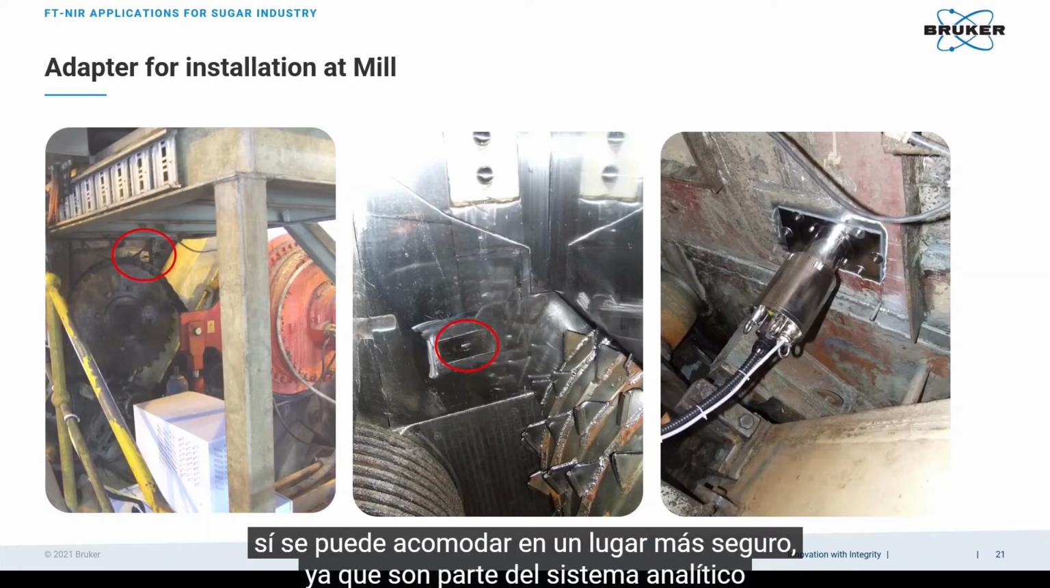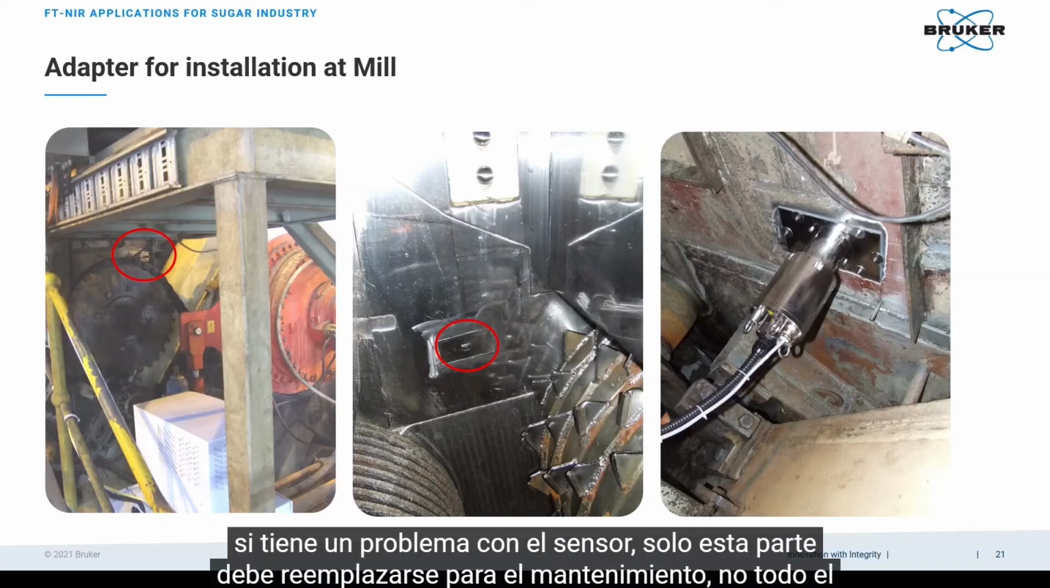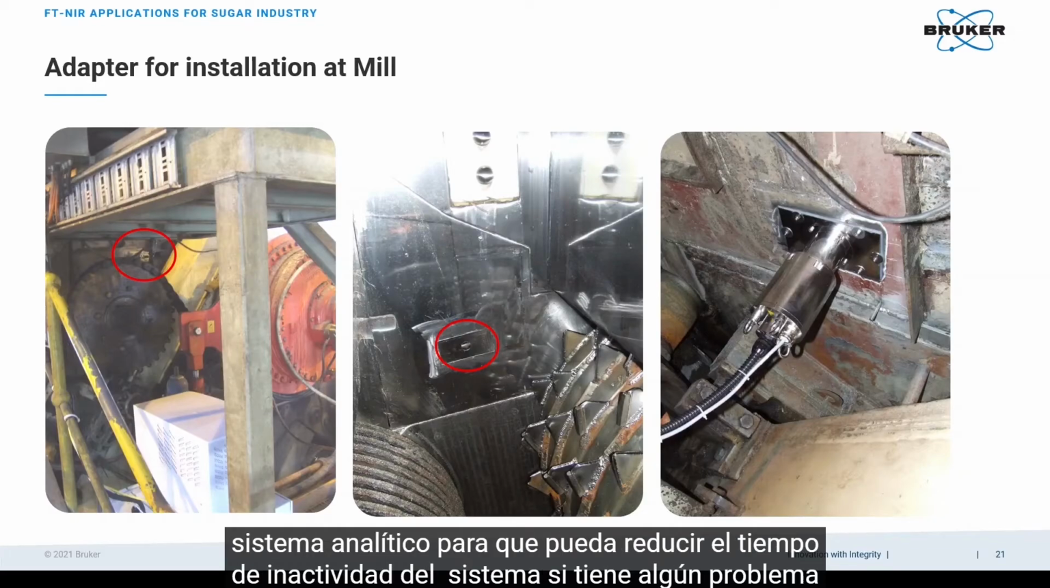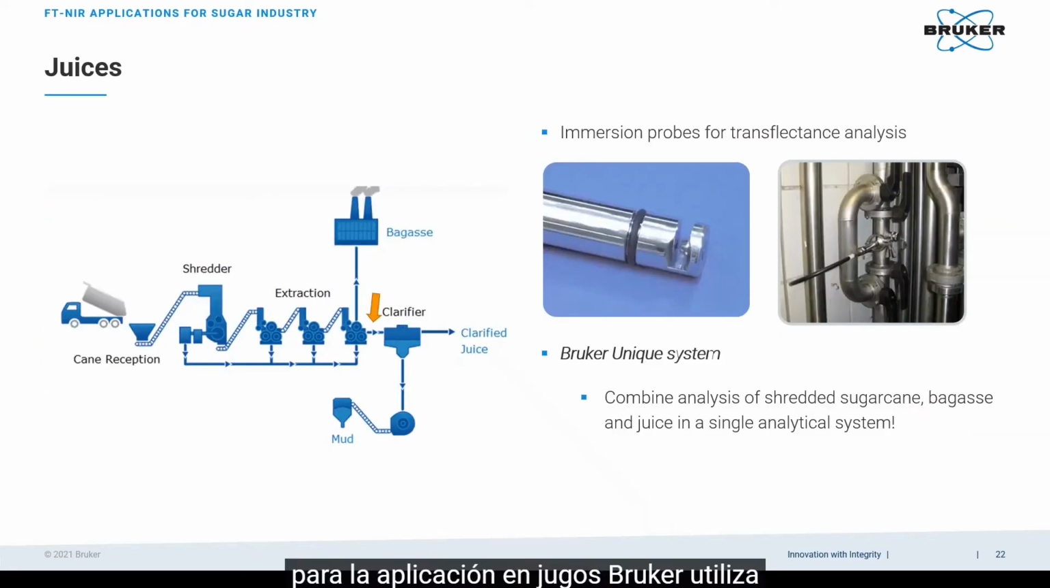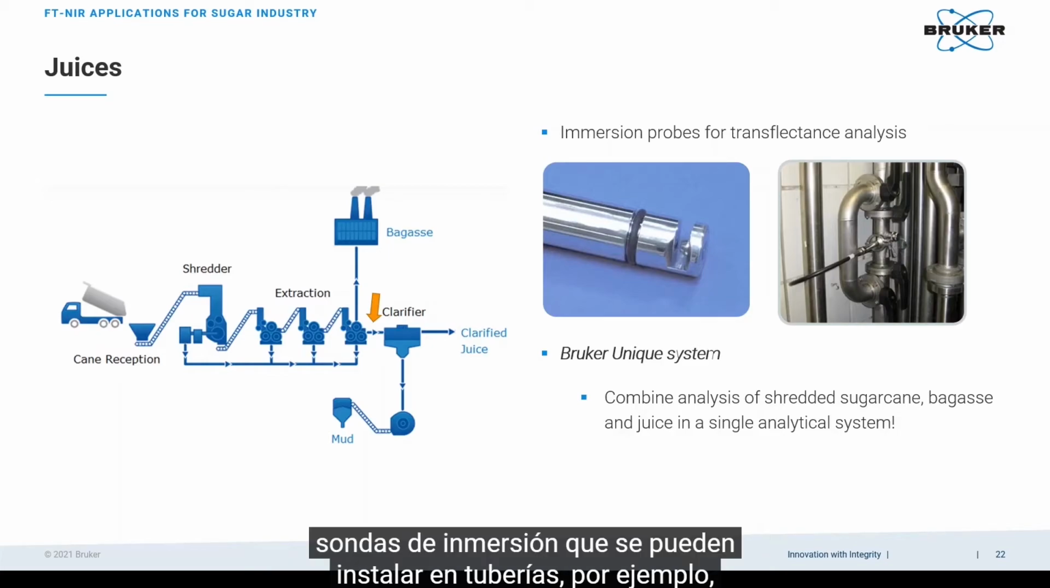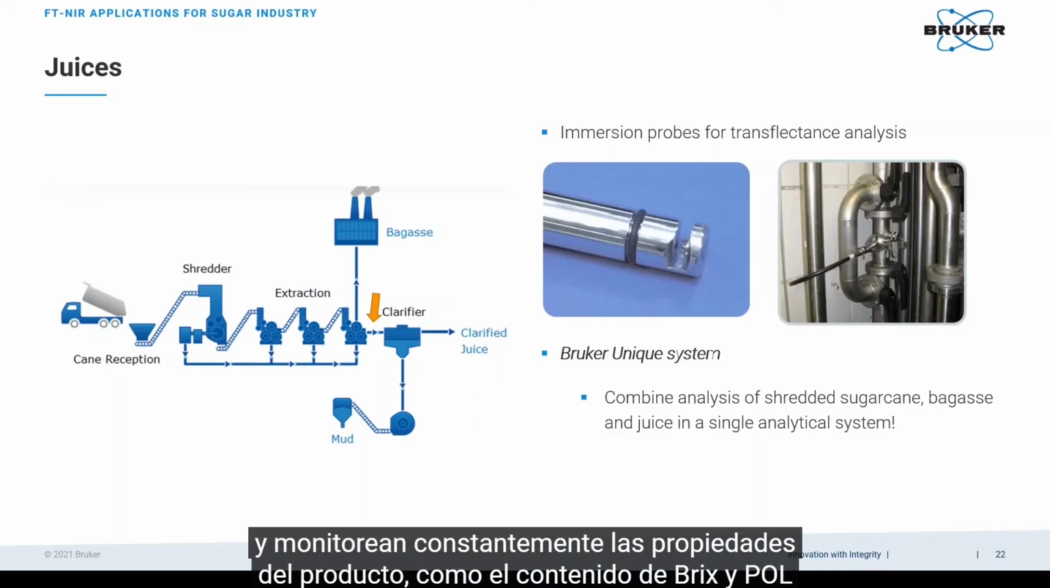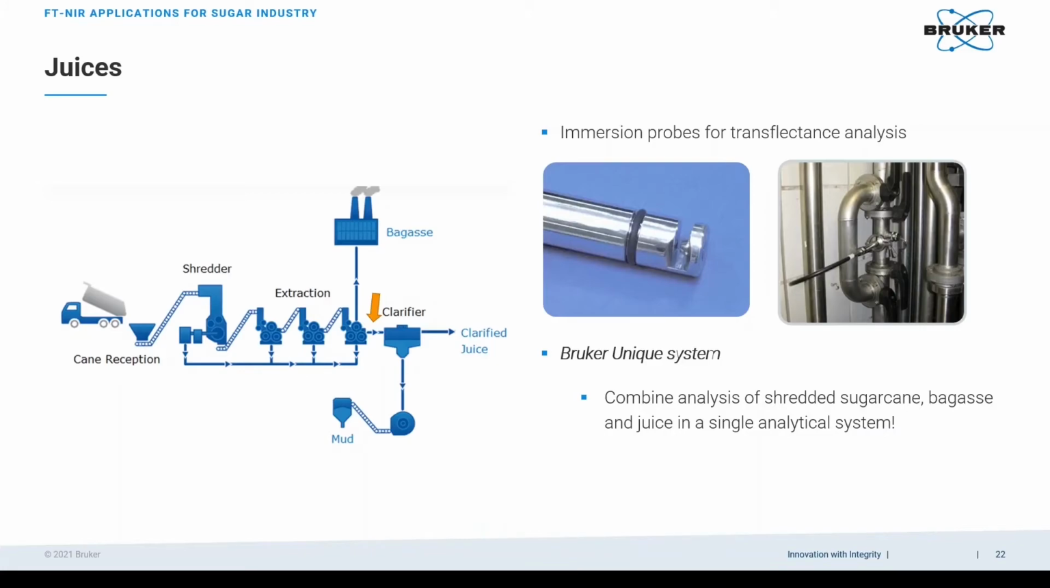As they are part of the analytical system, if you have a problem with the sensor, only this part should be replaced for maintenance, not the entire analytical system, so you can reduce downtime of the system if you have some problem. For the application in juices, Bruker uses immersion probes that can be installed in pipes, for example, and are constantly monitoring the properties of the product, such as brix and pol contents.